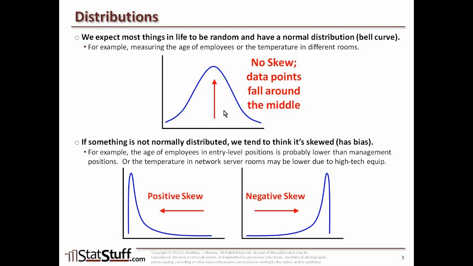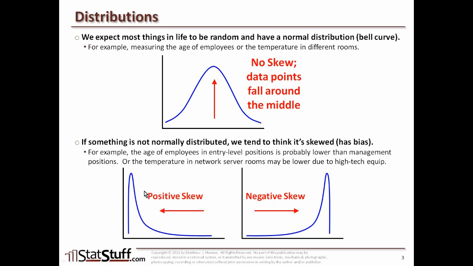Or when we're measuring temperatures, we might see some skewing if there are network server rooms, that is, computer rooms where there's a lot of high-tech equipment. We tend to keep those rooms at a lower temperature in order to help that equipment process appropriately and keep it cooled. If we're accounting for something like that, it might skew our results a little bit. When you have some skewing or some bias, it will be what's called a non-normal distribution when we plot it out.